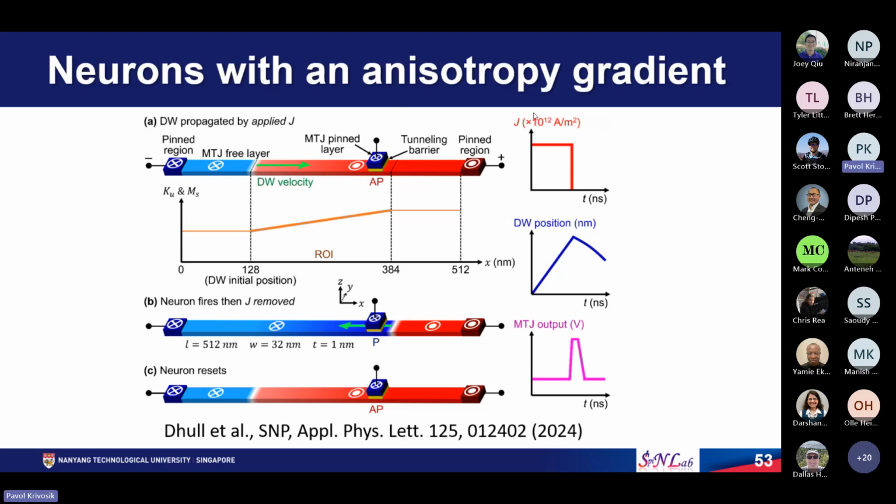But this device has the anisotropy gradient. Physically, it may look uniform, but in terms of physical properties, there's an anisotropy gradient. So when you send a current, the domain ball moves up the anisotropy gradient. But once you stop the current, or once the neuron doesn't receive any electrical pulses, the domain ball will climb down the gradient. So that is the concept. We have shown that this concept works through micromagnetic simulation and through experiment.